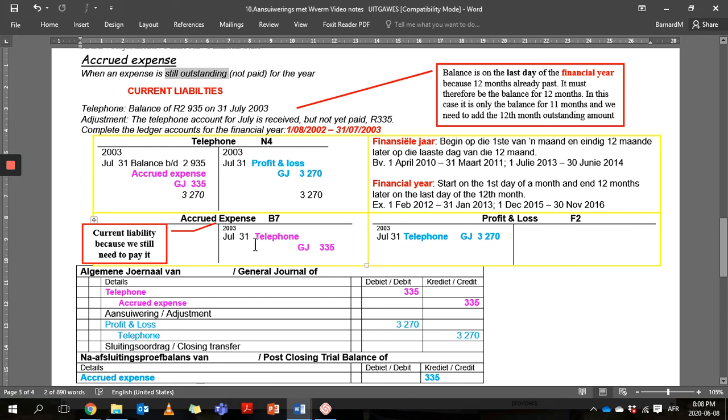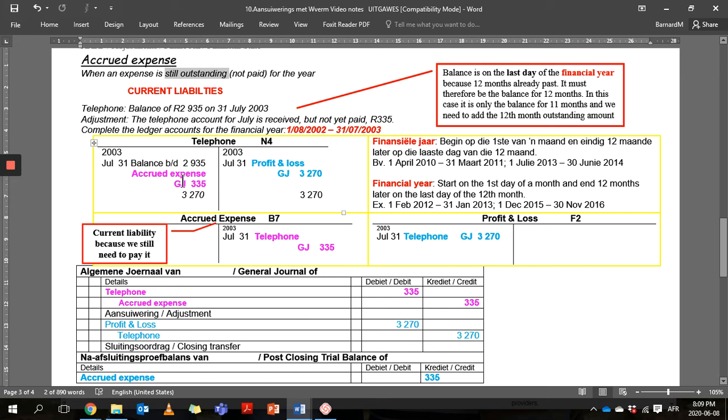So in this case, we're going to add the 335 Rand to the balance. The balance will then increase, and we will sit with a total balance in the telephone account of 3,270, which we will then transfer to our profit and loss. This 335, which increased telephone, will then come in the accrued expense account, which is a balance sheet account, on the credit side, and that is how the liability is going to show here.